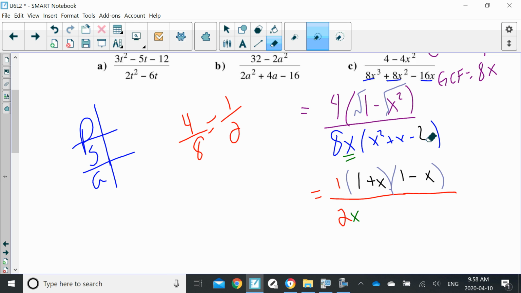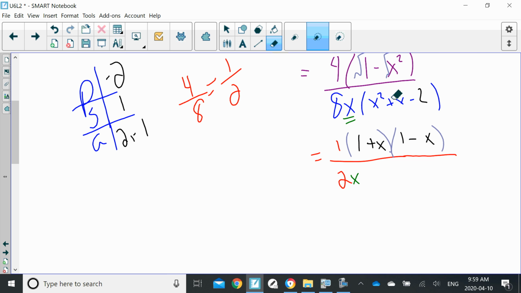So factoring this by PSA 1, I'd be looking for what gives me a product of negative 2 and a sum of 1, and the answer would be 2 and negative 1. Those are the 2 numbers that multiply to be negative 2, and if you add these 2 numbers, you get 1. So this trinomial factored would become x plus 2 and x minus 1.